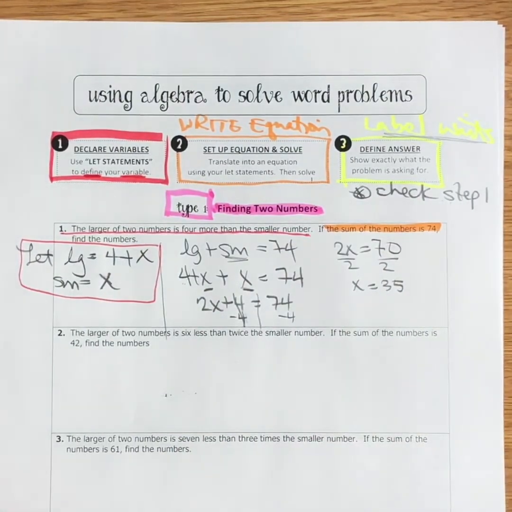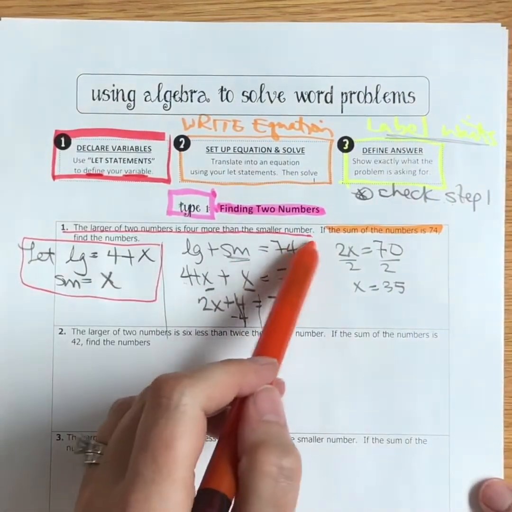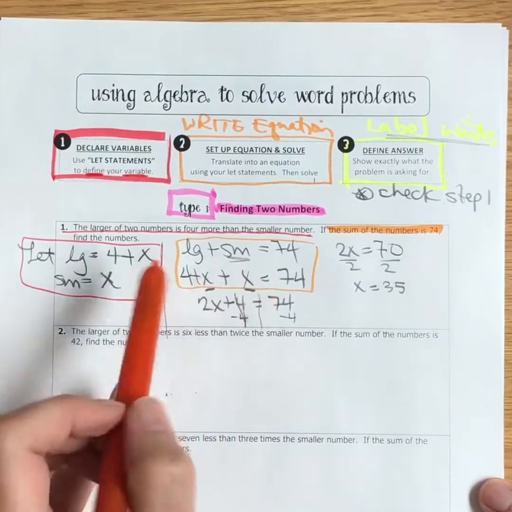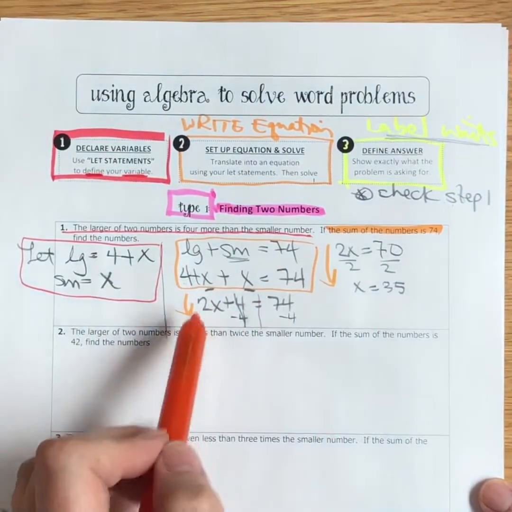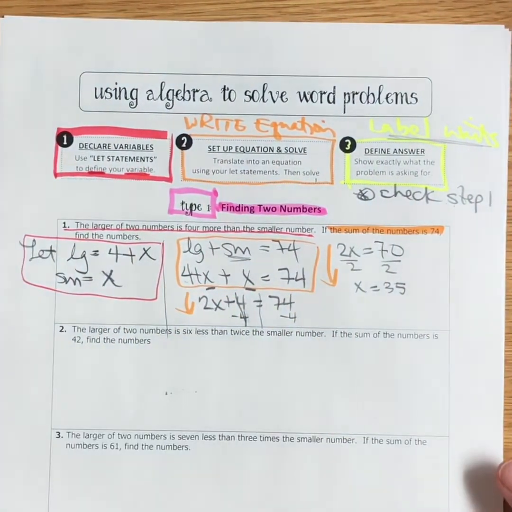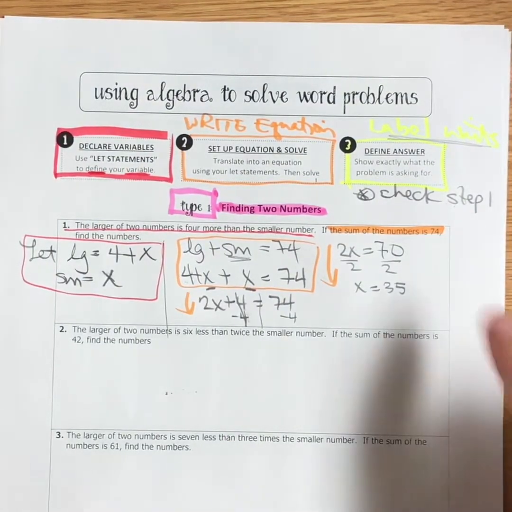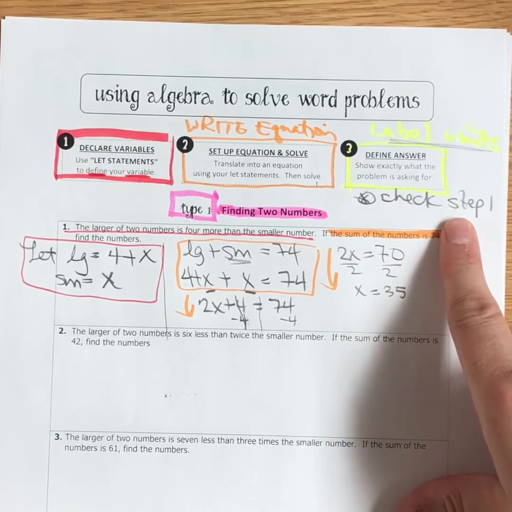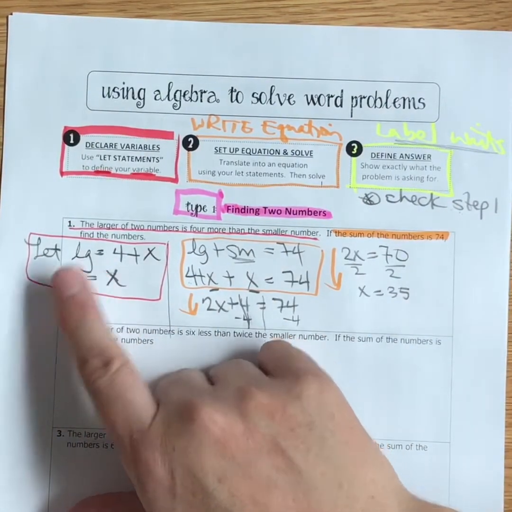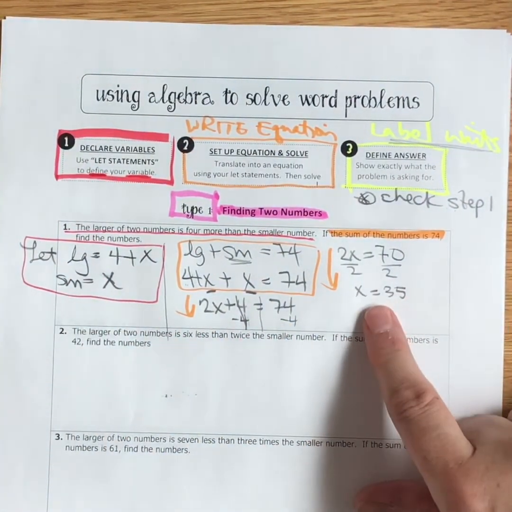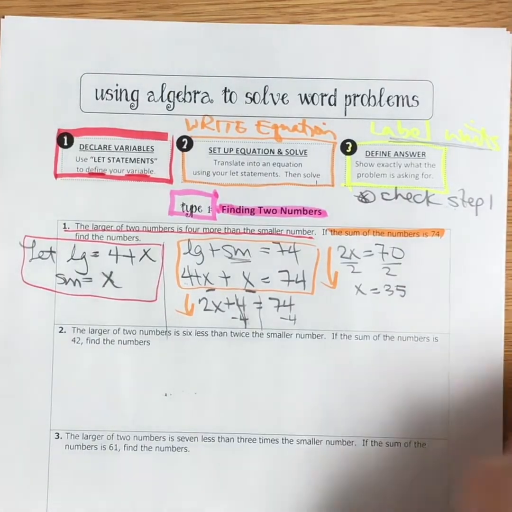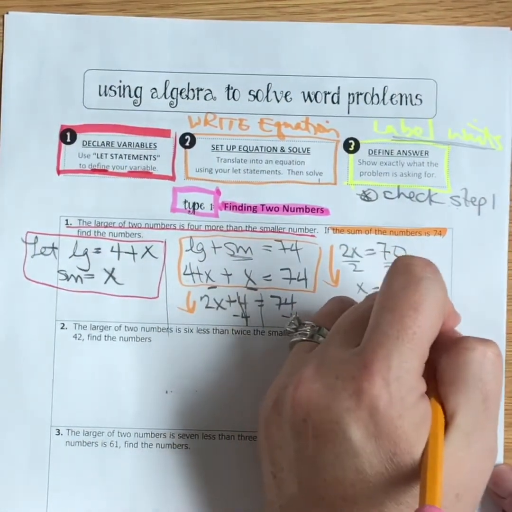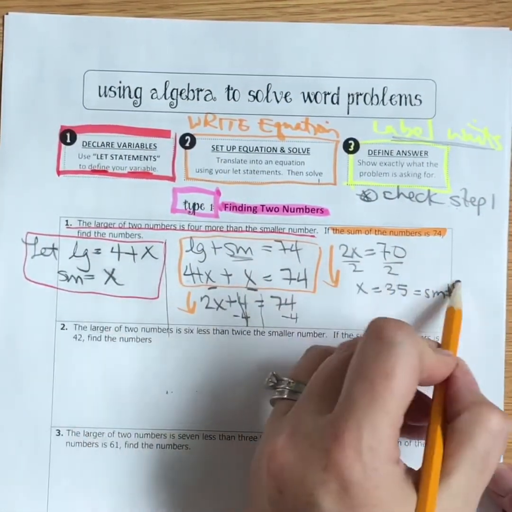This whole part, I'm just going to do this since this is the equation, and then show the arrow, because the arrow just shows all the work. And then step 3, label your units. Well, we got to check step 1. Well, step 1, we need both the large number and the small. Guess what? The 35 is the small number, so we're going to say that's the small number. Okay, so that's one answer.